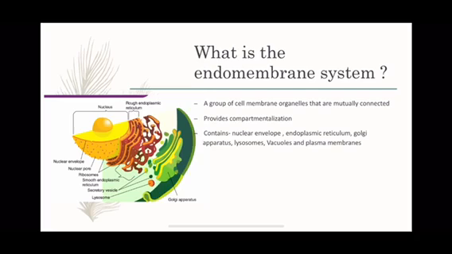The organelles that are involved in the endomembrane system are the nuclear envelope, endoplasmic reticulum, Golgi apparatus, lysosomes, vacuoles, and plasma membranes. These are all found within a eukaryotic cell, which doesn't include the mitochondria and chloroplasts.